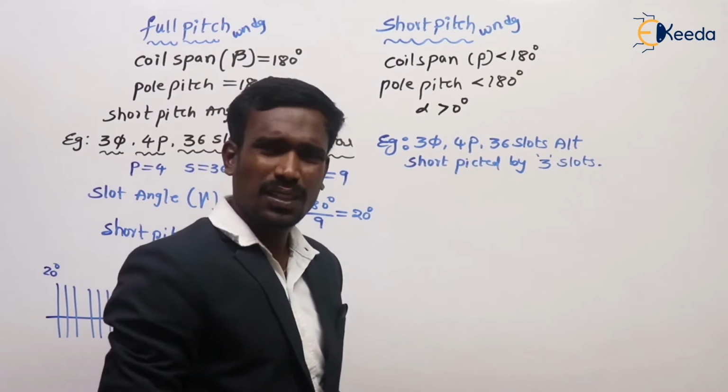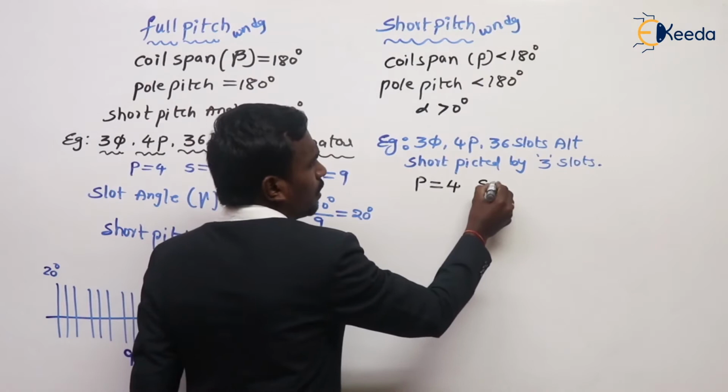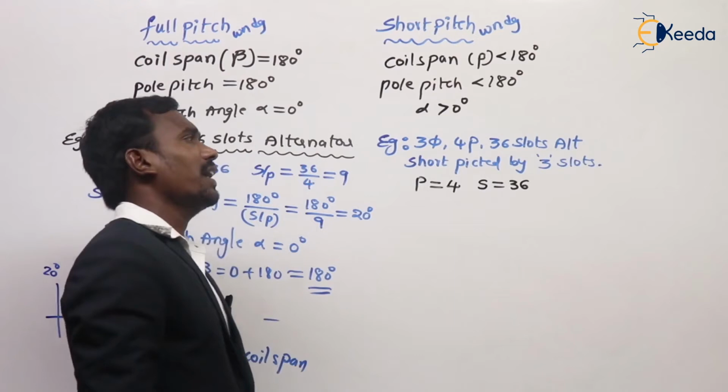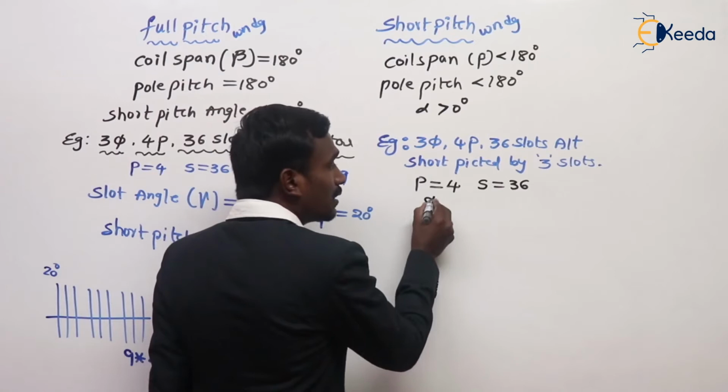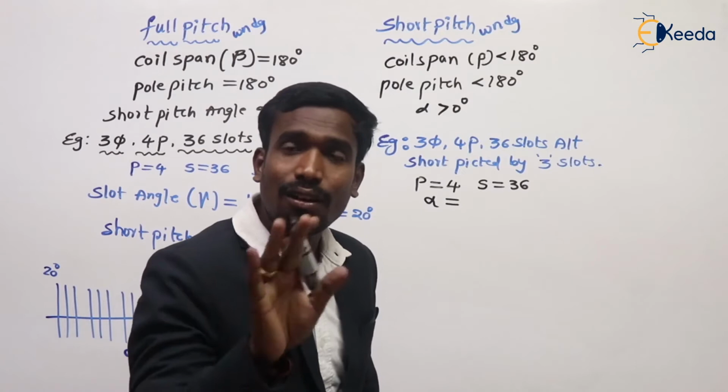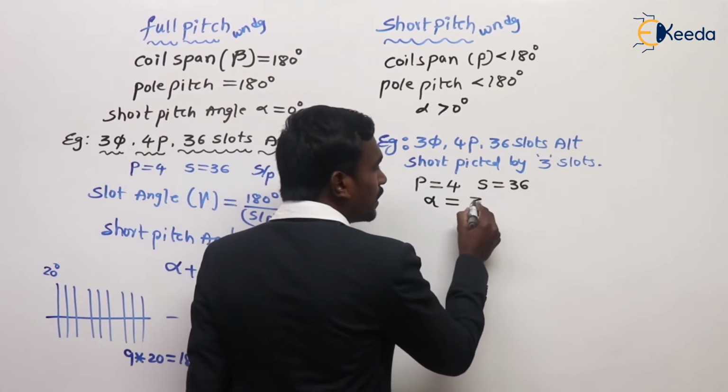The common data is common: number of poles 4, number of slots 36. And here the extra data is short pitched by 3 slots. Here they have given alpha in terms of slots, not in terms of angle. So alpha is equal to 3 slots.